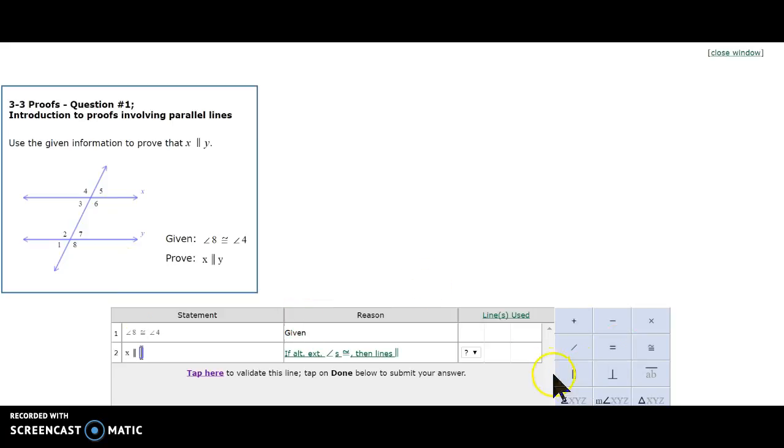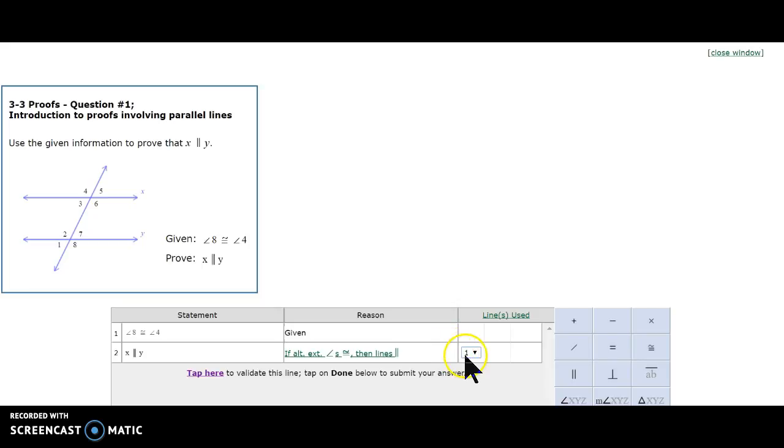This symbol here represents parallel, okay? Line Y. Okay, so the last thing that we have to do is, which line do you see? Is it line 1 or is it line 2? Which line do we use to say that alternate exterior angles are congruent? The alternate exterior angles that we are talking about specifically are 8 and 4, which is line 1 over here, right? So I'm going to choose line 1.